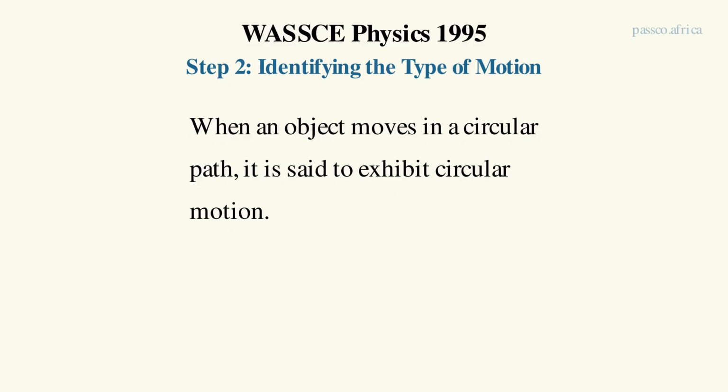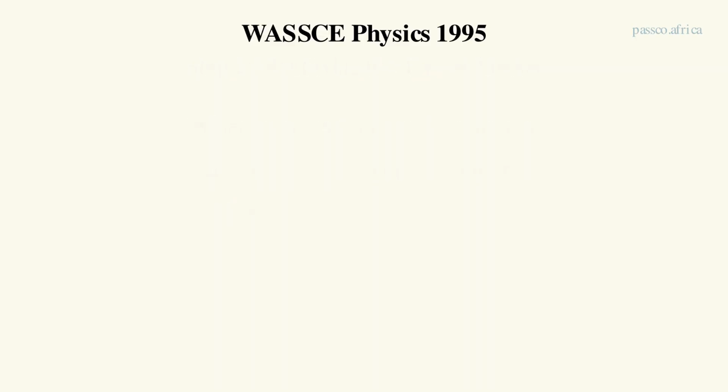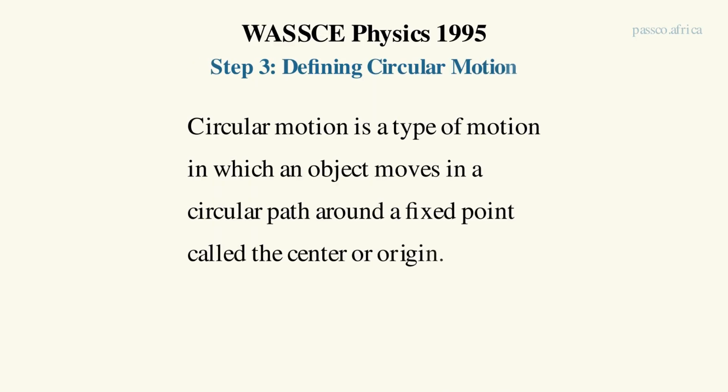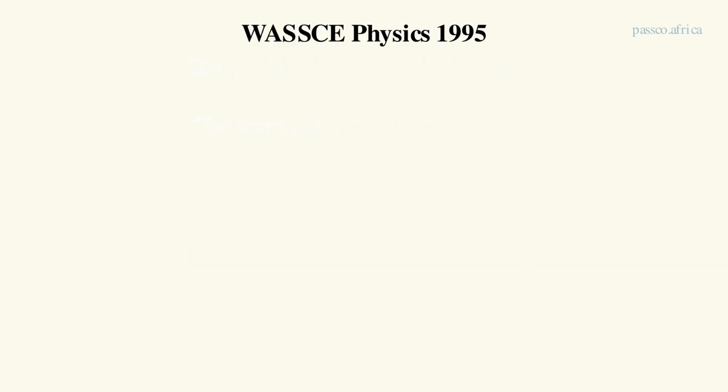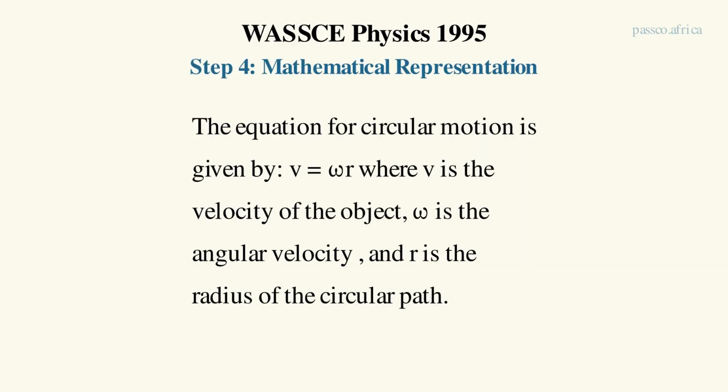Step 3. Defining circular motion. Circular motion is a type of motion in which an object moves in a circular path around a fixed point called the center or origin. Step 4. Mathematical representation. The equation for circular motion is given by v = ωr, where v is the velocity of the object, ω is the angular velocity, and r is the radius of the circular path.